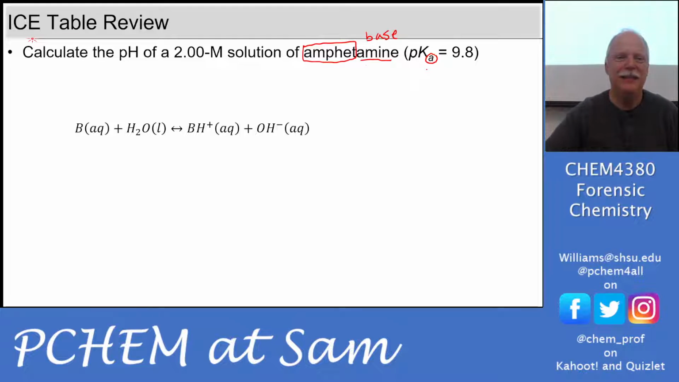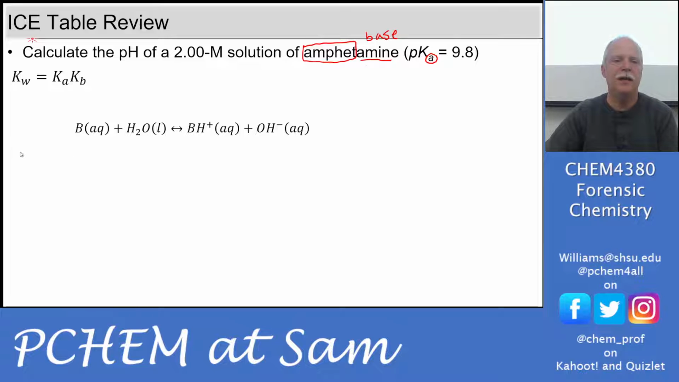Okay. So we first got to write out the reaction. So we're talking about the solution of amphetamine. So we put amphetamine, which I'll just call B for base, in water, and it makes BH plus and hydroxide. Since it's a base, it takes a proton from water, it makes hydroxide, and then it's now ionized as a BH plus. So this is a generic reaction for all bases. Nothing specific to amphetamine. The pKa is the thing that makes it specific to amphetamine.